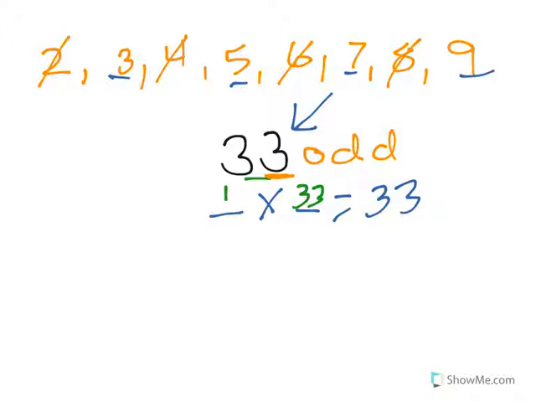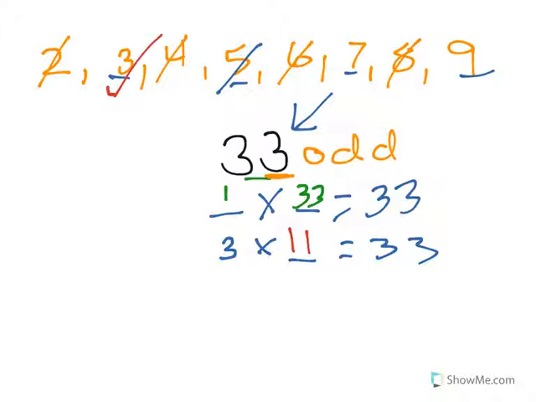If I also look at my ones place, I see that it does not end with a 5 or a 0. So I know that 5 is not a factor. This leaves me with 3, 7, and 9. So I'm going to ask myself, 3 times something equals 33. 3 times 11. 3 times 11 equals 33. So I can check this off. That leaves me with 7 and 9.